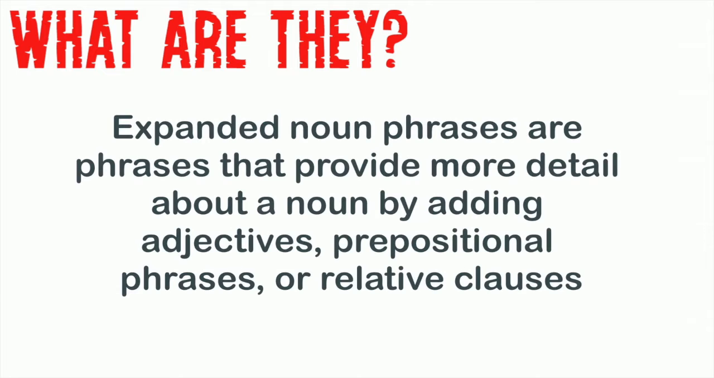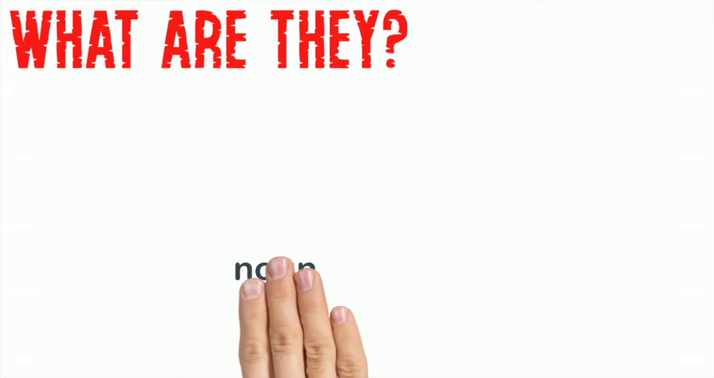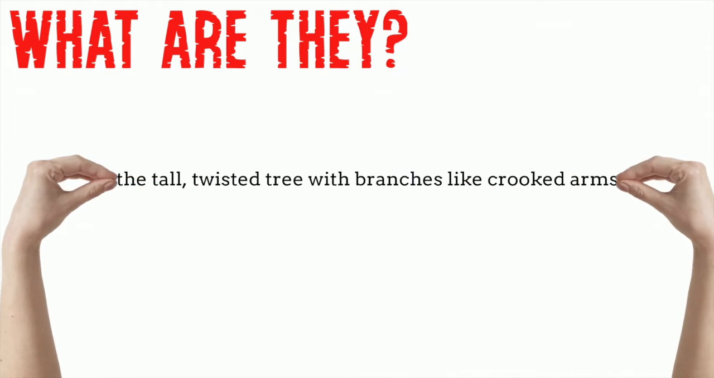What are they? Expanded noun phrases are phrases that provide more detail about a noun by adding adjectives, prepositional phrases, or relative clauses. And don't worry if you're not familiar with some of these terms. We'll cover them one at a time. Put simply, expanded noun phrases take a noun, like a tree, and expand it.